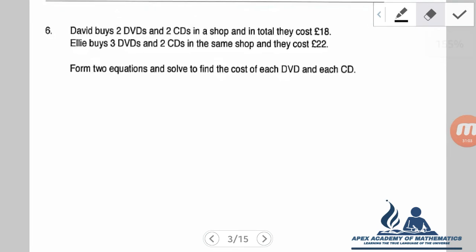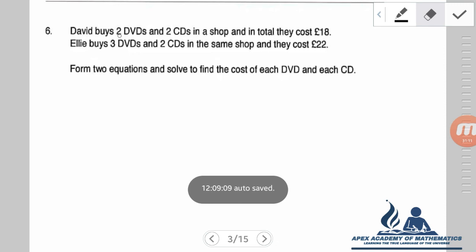My apologies. So here David is buying DVDs and CDs, and so is Ellie. It doesn't matter what letters you use, it's just your personal preference. Of course, the norm or the tradition is to use X and Y, which I'm going to be sticking with in this question. So I'm going to call all my DVDs X, and all my CDs Y.